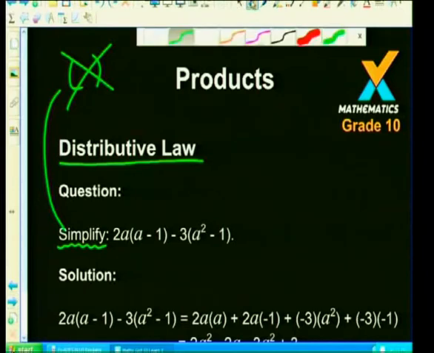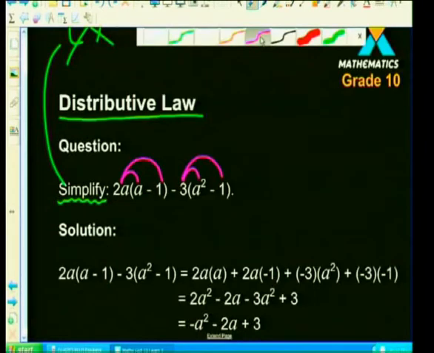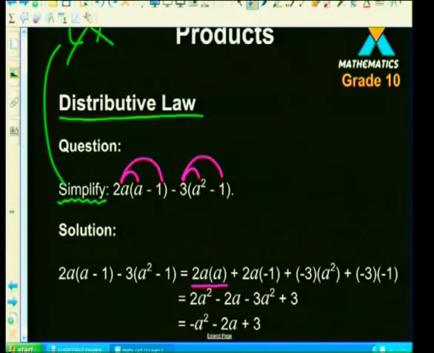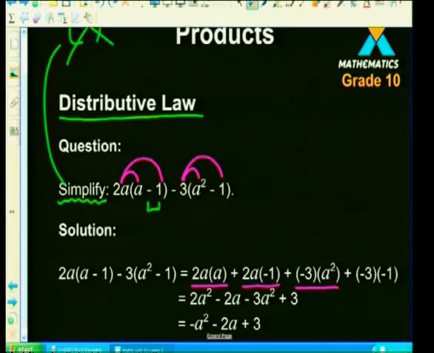So, what we're going to be doing is distributing. And some of the girls in my class call this rainbow sums. So the first little rainbow is 2a times a. The second little rainbow is 2a times minus 1. Let's remember that that minus hangs around and is part of that minus 1. We then have the minus 3 times the a squared and the minus 3 times the minus 1.